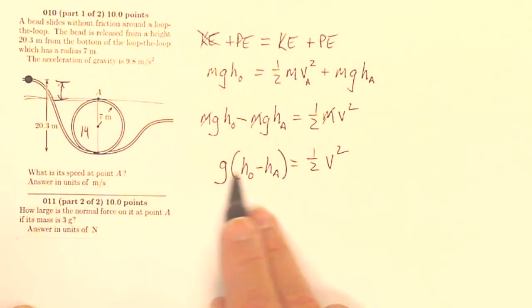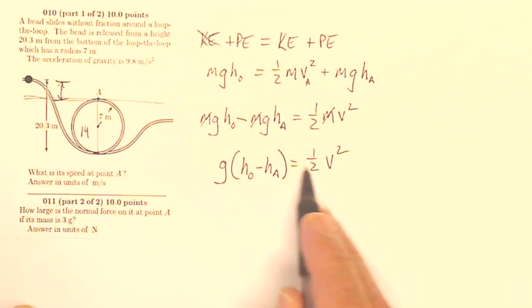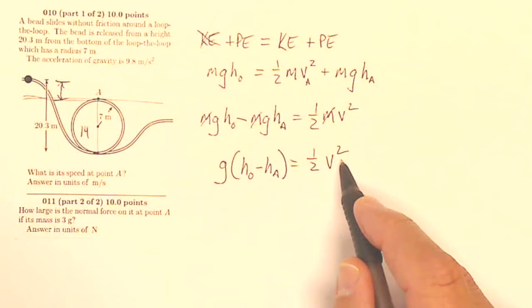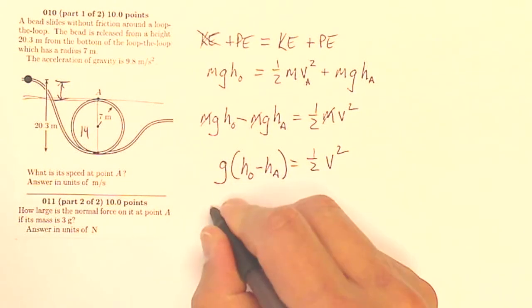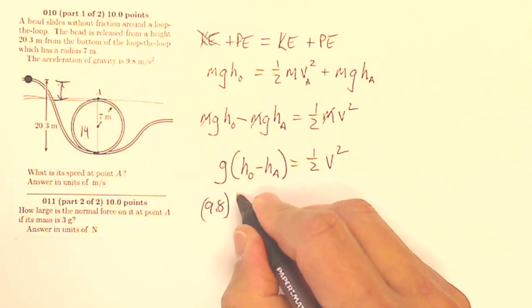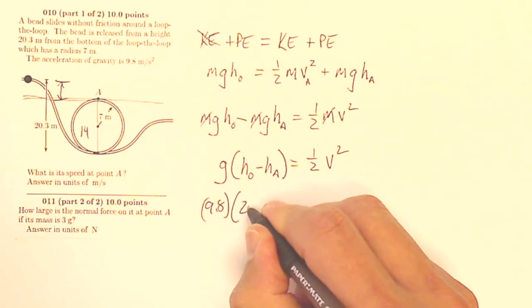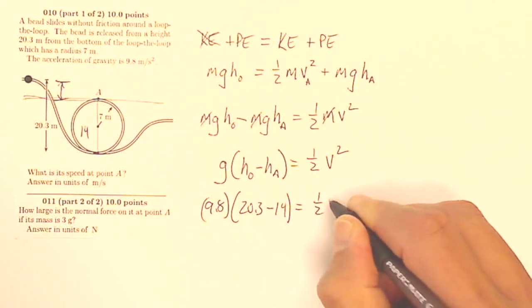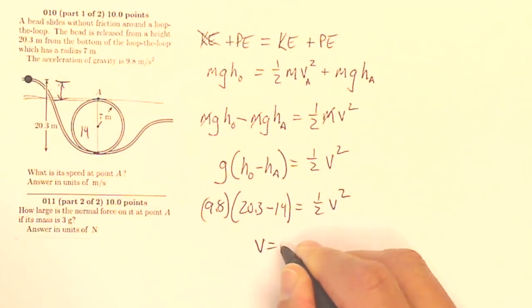So this is my change in potential energy, if I have the mass in there, and it's going to be my change in kinetic energy. I started from rest, so I'm gaining this much kinetic energy. So for me, this is going to be 9.8 times my change in height, 20.3 minus 14, equals 1/2 of v squared, and I can easily solve for my v.